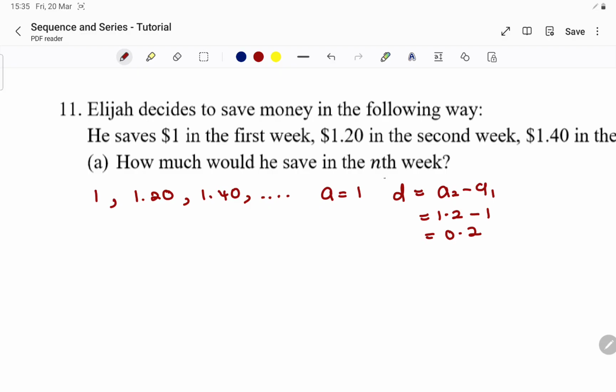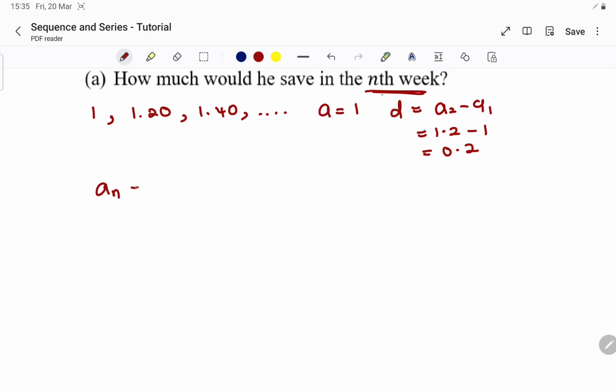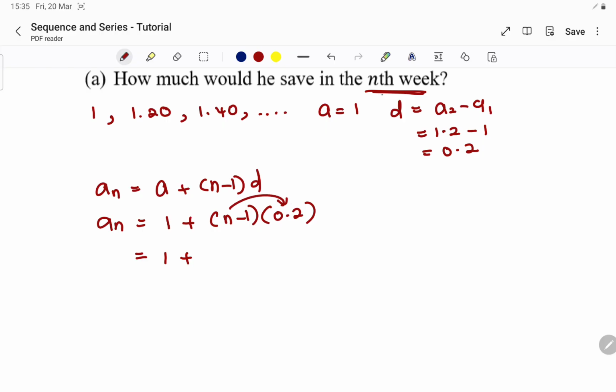Now they ask how much he would save in the nth week. So nth week means AN, which we have A plus (N minus 1)D. A we have 1, N we don't have, so maintain like this. D we have 0.2. So you expand this: 1 plus N multiplied by 0.2, so you get 0.2N, and negative 1 multiplied by 0.2, you get negative 0.2. So 1 minus 0.2, you get 0.8. So here 0.2N plus 0.8. So this is your AN.